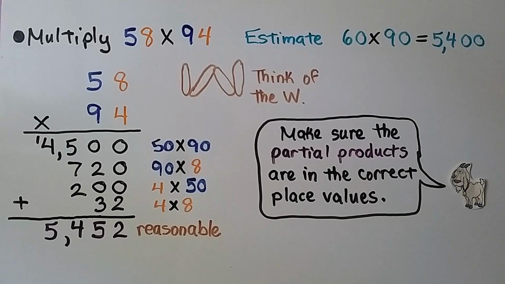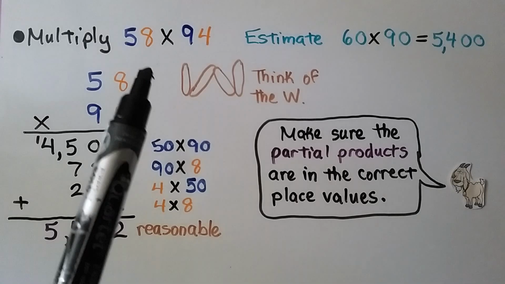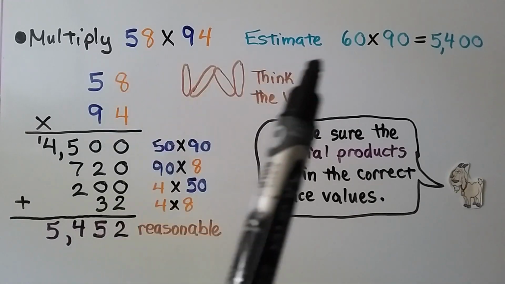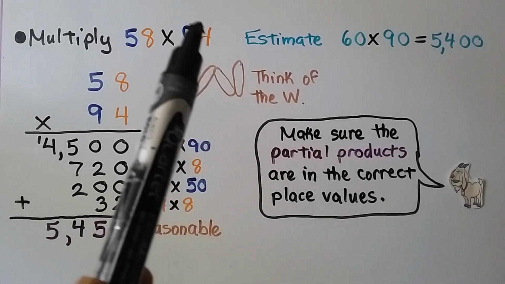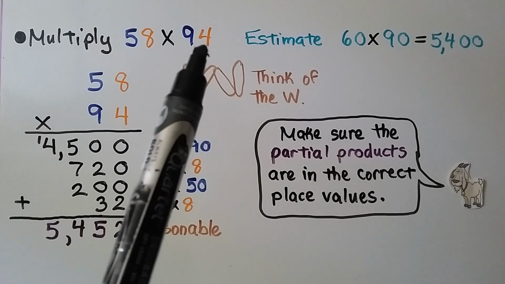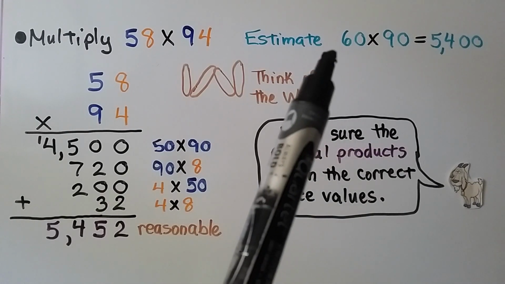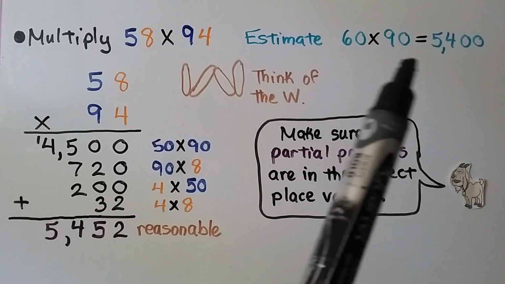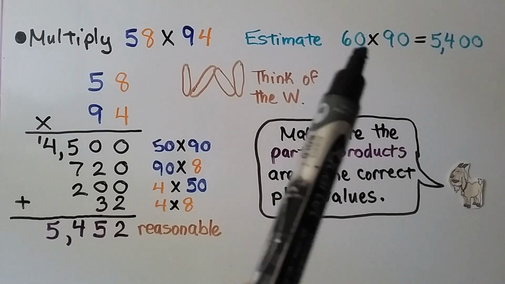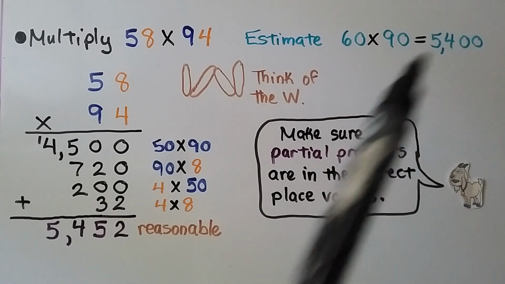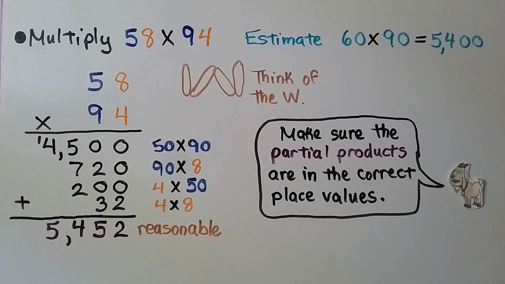We need to multiply 58 times 94. We estimate. The 8 tells the 5 to go up to a 6 and becomes a 0, so we have a 60. The 4 tells the 9 to stay the same, and it becomes a 0, so we have a 90. We think of the basic facts of 6 times 9, which is equal to 54. We have 2 zeros in the factors, so we have 2 zeros in the product. We have 5,400.